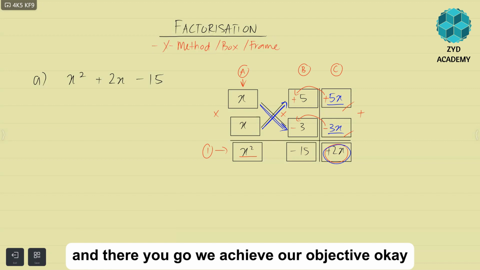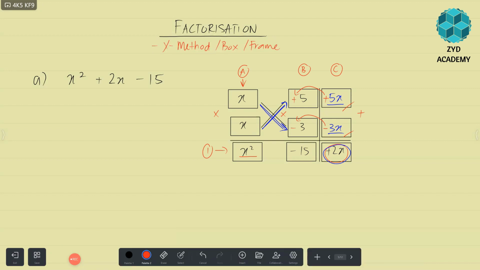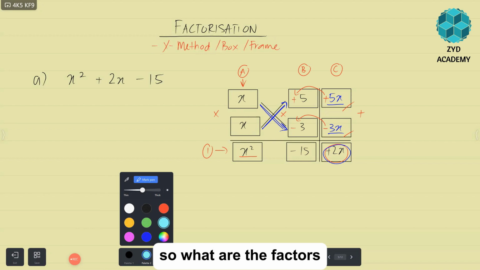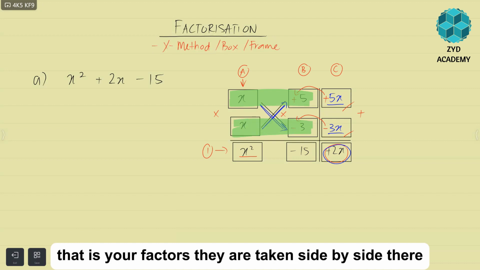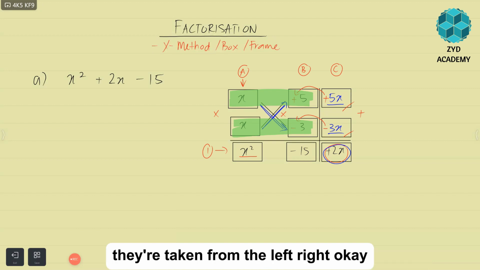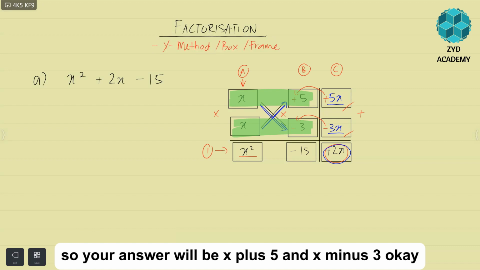And there you go. We achieve our objective. Okay? So what are the factors? The factors are basically x plus 5 and x minus 3. That is your factors. They are taken side by side. They're taken from the left to right. Okay? So your answer will be x plus 5 and x minus 3.